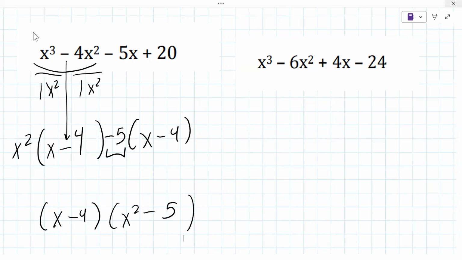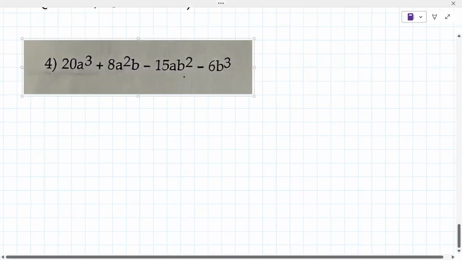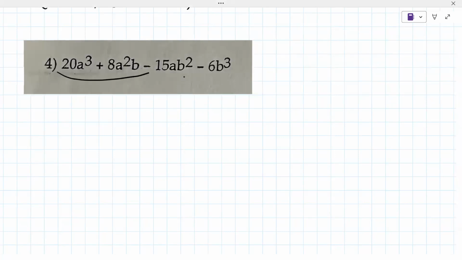I got x minus 6, parentheses, x squared minus 4. Very good. All right, let's look at your next problem here. We'll just work it out together and then we'll move on to 5 and 6, the next grouping of problems. All right, so between the first two terms here, you have a 4a squared that goes into both.